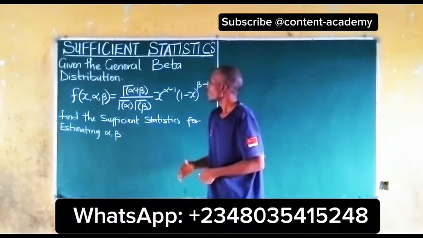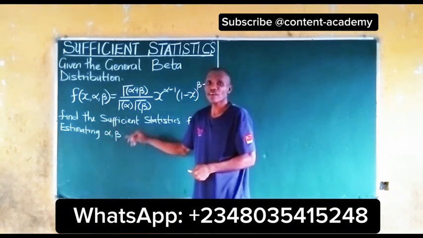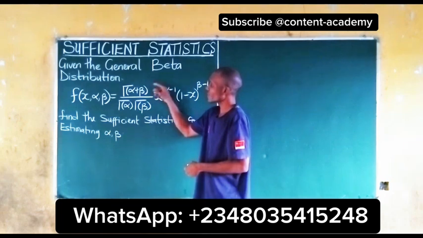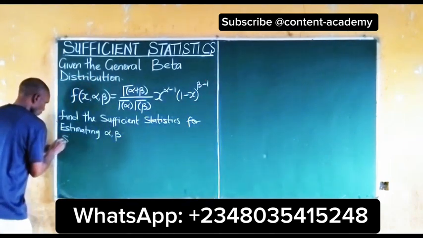In this video, we shall find the sufficient statistics for estimating alpha and beta given the general beta distribution. Solution.